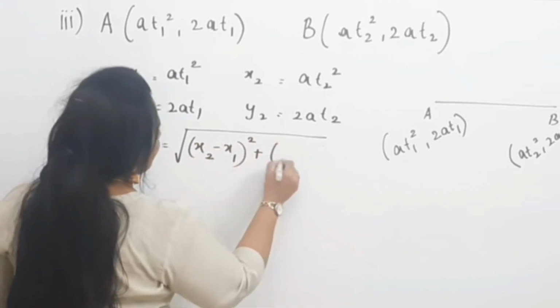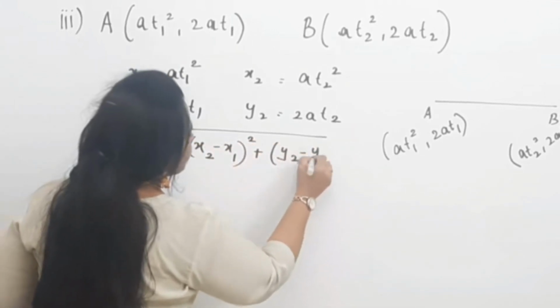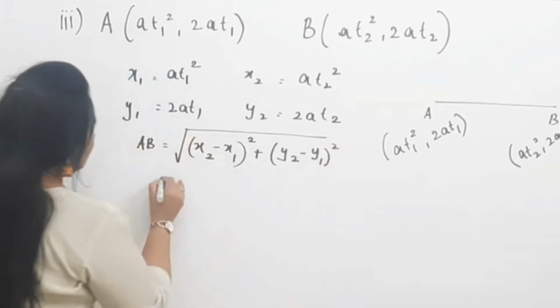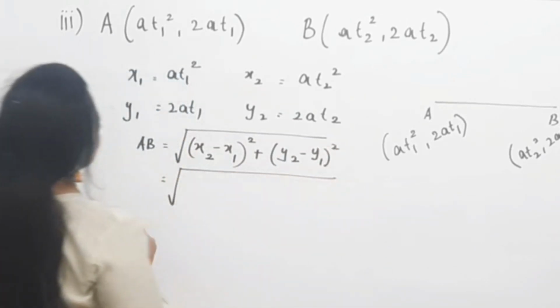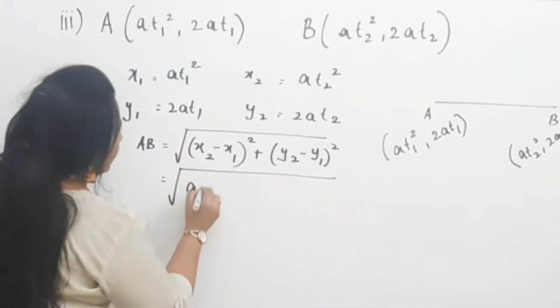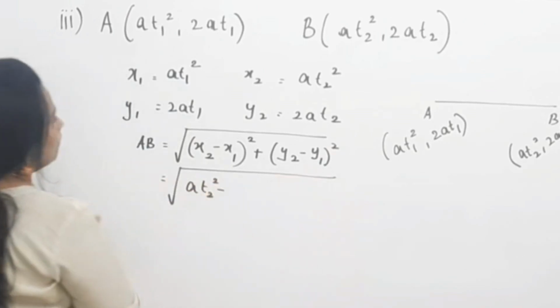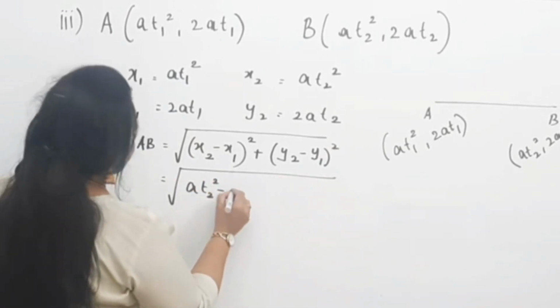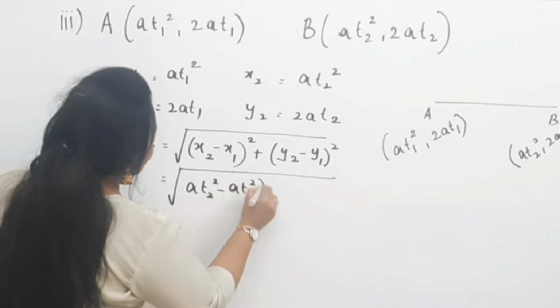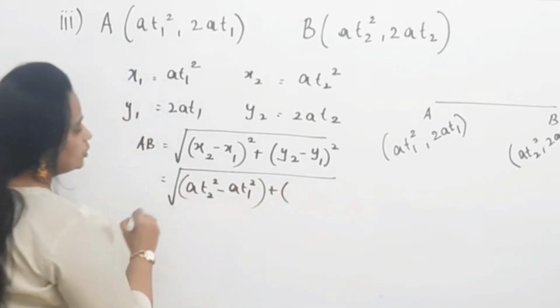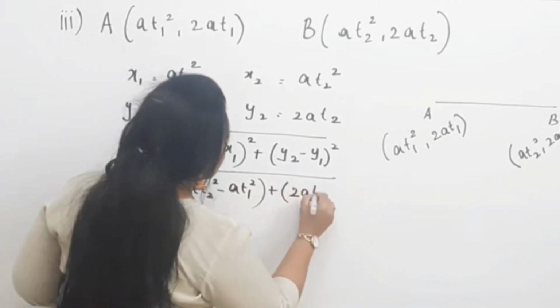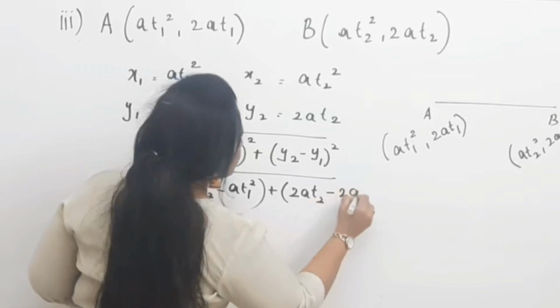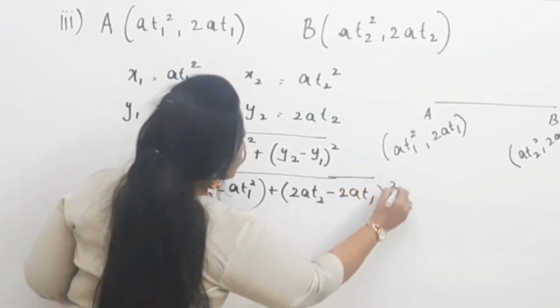Now I would go for my equation AB is equal to square root of (x2 minus x1) the whole square plus (y2 minus y1) the whole square, which is equal to square root of (x2, which is a2 square, minus x1, which is a1 square) plus (y2, which is 2a2, minus 2a1) the whole square.